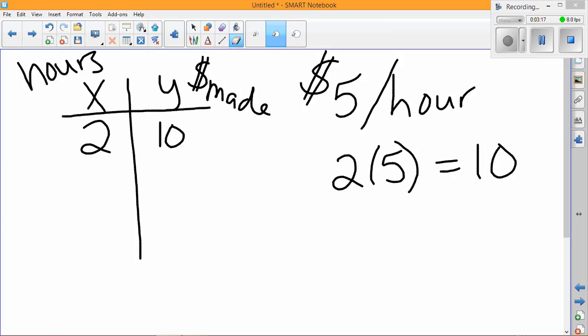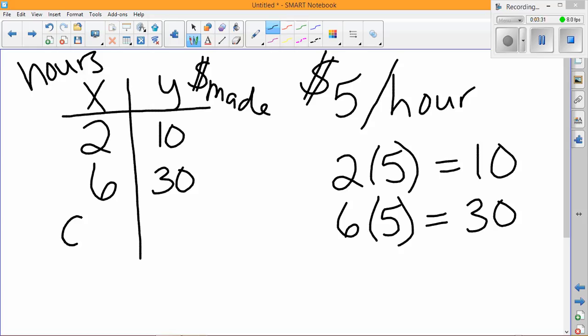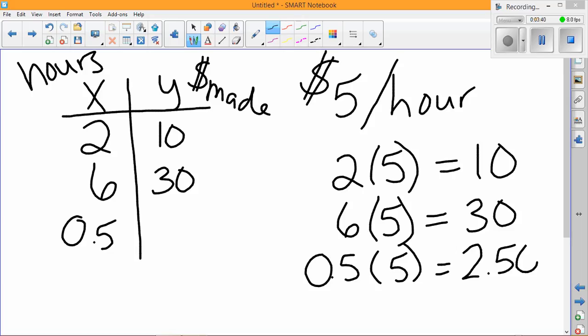And I can put in a bunch of values depending on how many hours I'm going to be working. Am I babysitting all day? Am I babysitting for 6 hours? Well, then I'm going to multiply it by my constant, which is 5, and I'm going to make $30. But if I'm only babysitting for half an hour, well, I'm going to take a half, multiply it by 5, and I'm going to get $2.50.